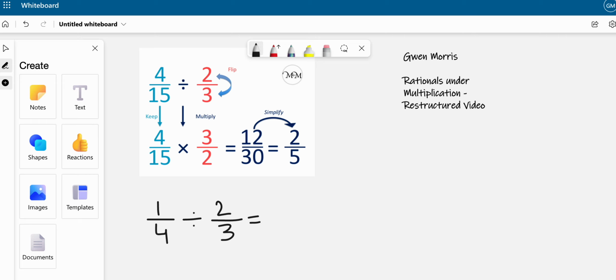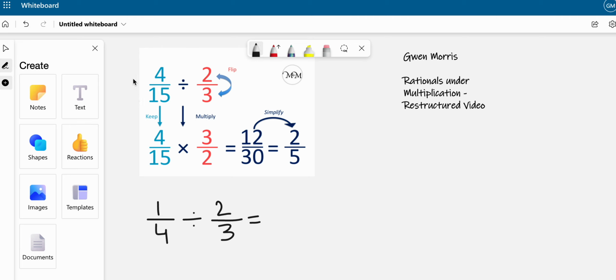Video on rational numbers under multiplication. So the problem I'm going to be focusing on today is 1/4 divided by 2/3. So this is a division problem with fractions, which are a type of rational number. Now, this is all going to come back to multiplication, however, in the way we solve it.